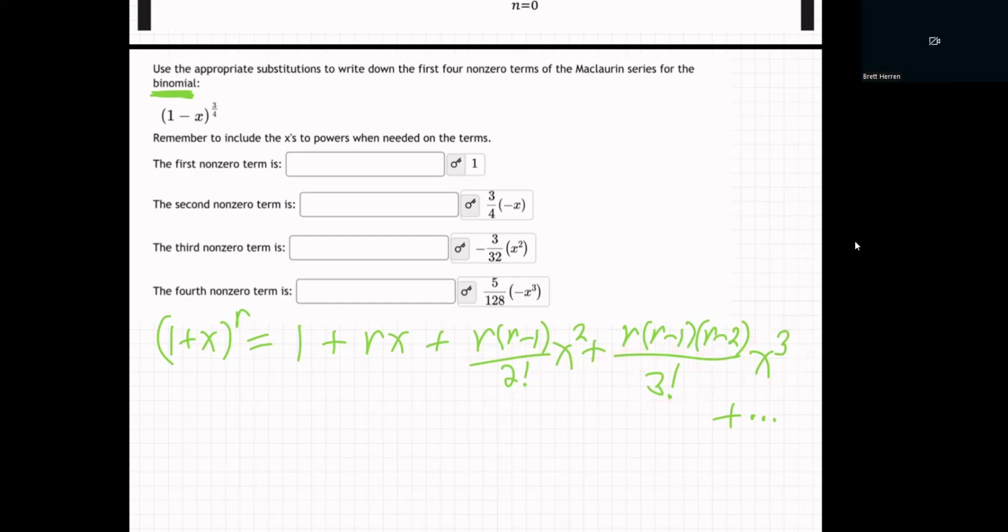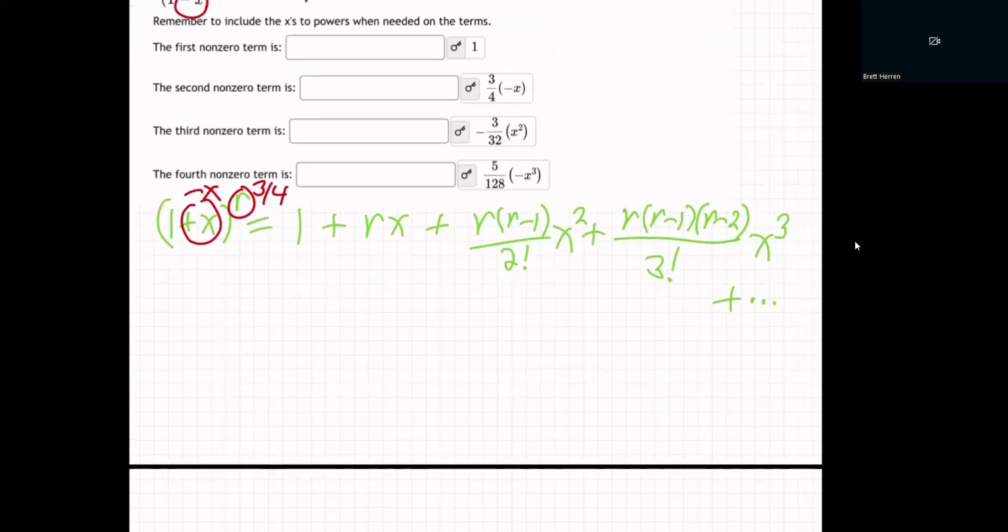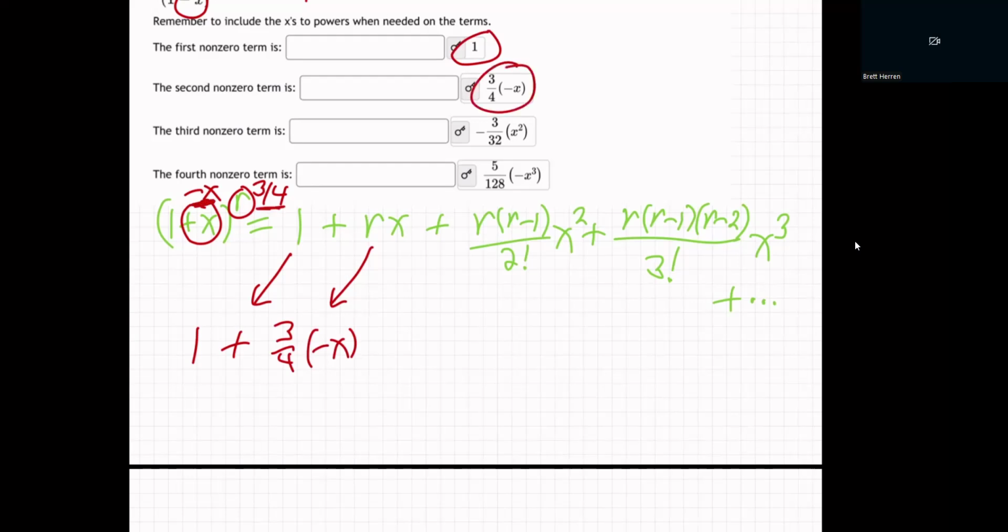So in our particular case, our r is 3/4, and right here we're plugging in negative x instead of positive x. Okay, so let's do it. This is still going to be 1 plus, and for the rx term, r is 3/4, so this will be 3/4 x. There's our first term, and x is negative, so everywhere we have x, that becomes negative x, and everywhere we have r, that becomes 3/4. So there's our second term.